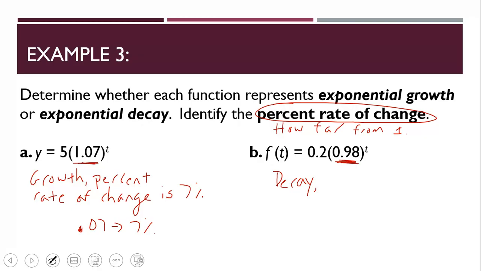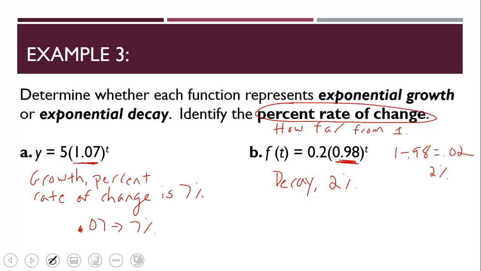So it's how far away you are from 1. In this case, 1 minus 0.98 is equal to 0.02. So we're decaying at 0.02, which is 2%. So our percent rate of change here would be a 2% decay, okay? 2% decay here because we're going down by 2%.